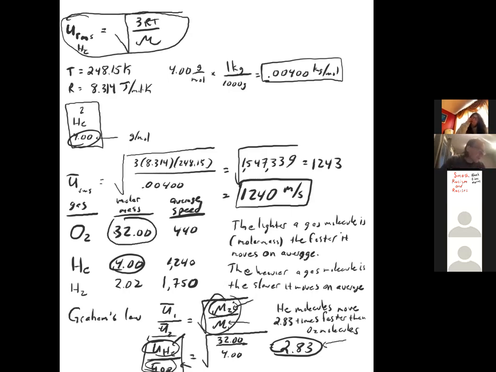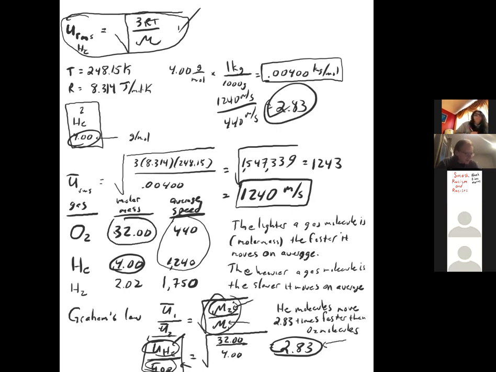Okay. So that should allow you to do any of the problems where they ask, how much faster is this gas moving than that gas? You can use Graham's law for that. Alternatively, you could use this equation for each gas and then take the ratio. So if you take the ratio of 1240 and divide that by 440, you'll also get 2.83. You get the same answer. But this is simpler. Graham's law is simpler. All you need are the molar masses. Okay. Any questions on that one?